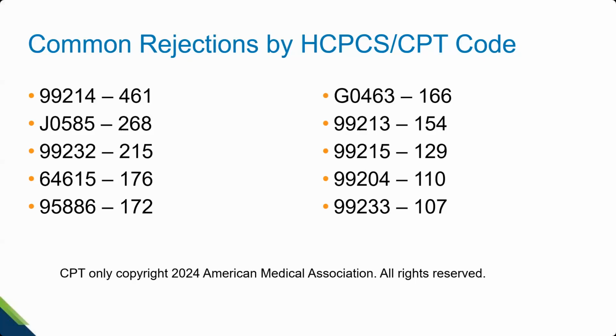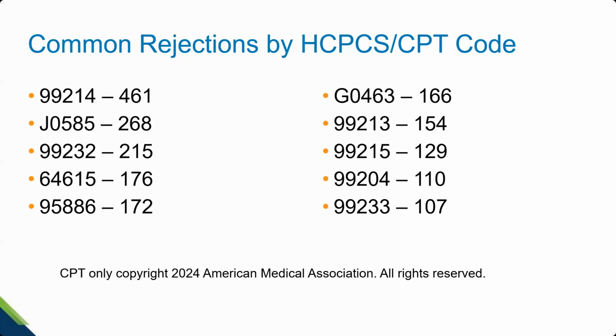95886, that's the EMG. This is rejecting because of a missing, incomplete, or invalid ordering provider on the claim. This would include the ordering provider's identifier. If it's not there, your claim is going to reject. That means the claim lacks information needed for adjudication.